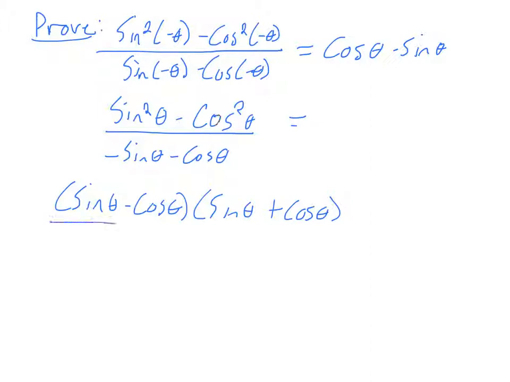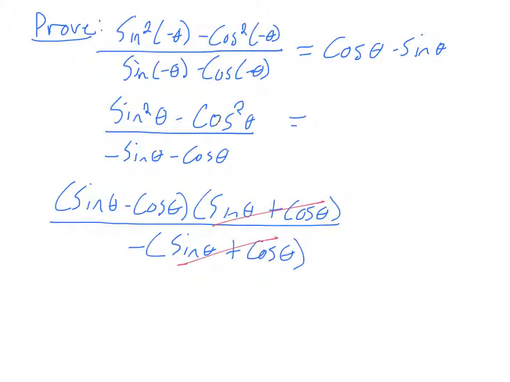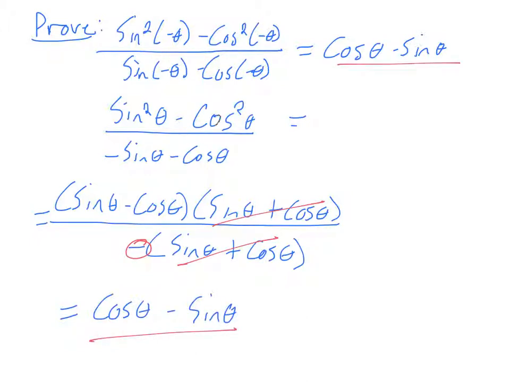We end up getting sine theta minus cosine theta times sine theta plus cosine theta. And on bottom, we see that if I take out a negative here, I get sine theta plus cosine theta. And then those factors will cancel, but I'll have a negative on bottom still, so if I change the sign of both those, I'll have cosine theta minus sine theta. So I've ended up with what I had on the right side of the equation, so I've accomplished my goal, right?